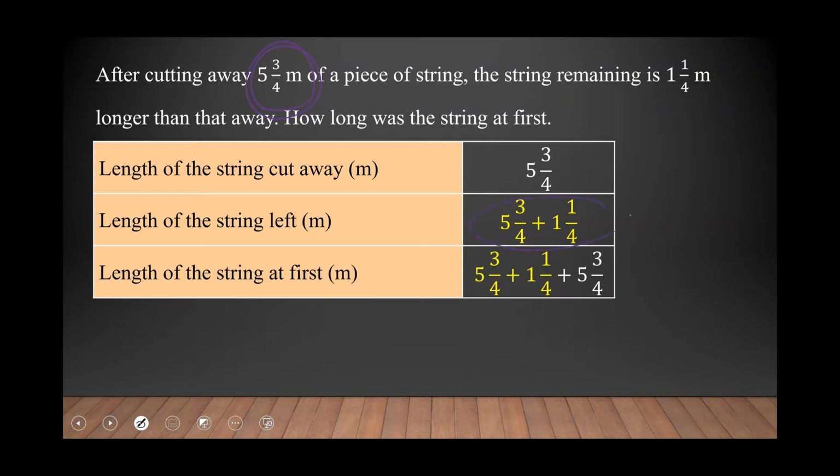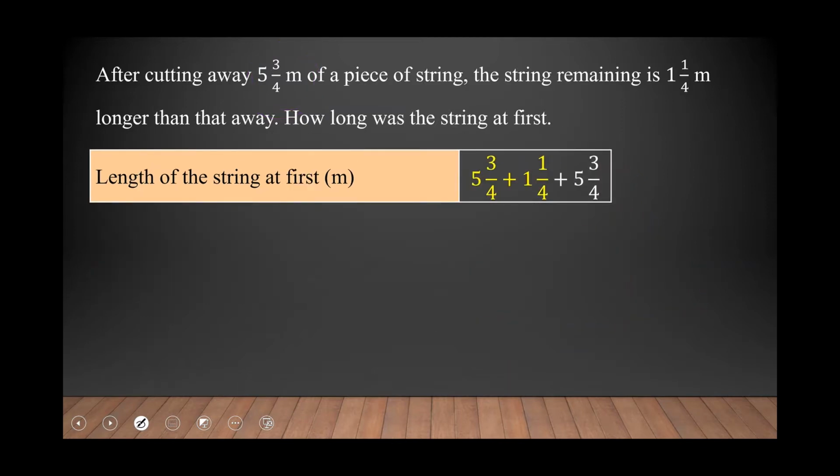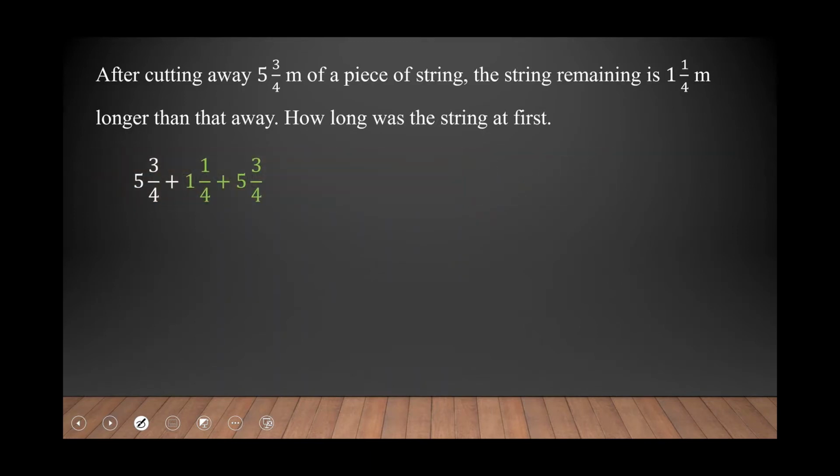Here we have the string that's left, and the later part is the string that's got cut away. We know this is the way we find the answer, so we put that in as a row form. First thing to do is we take the whole numbers out and add them up in a bracket. Then we put all the fractions together and add them up separately. The whole number 5 plus 1 plus 5 gives you 11. And the fraction part 3 plus 1 plus 3 gives you 7 as the numerator, and 4 stays the same as the denominator.